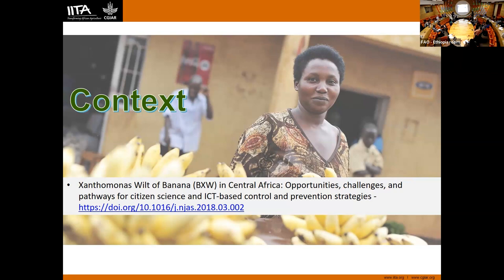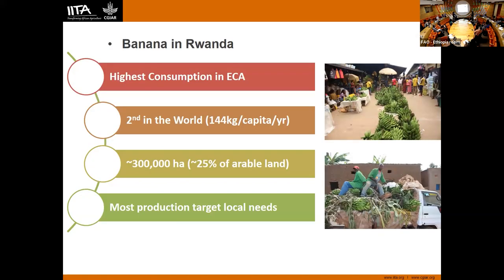Now, for those of you who are very familiar with Rwanda and East Africa in general, banana is considered to be one of the major food security crops. As a matter of fact, Rwanda is either the first or the second country in the entire world for per capita consumption of banana. And generally, it's represented that about 25% to 90% of the arable land is cultivated with banana.